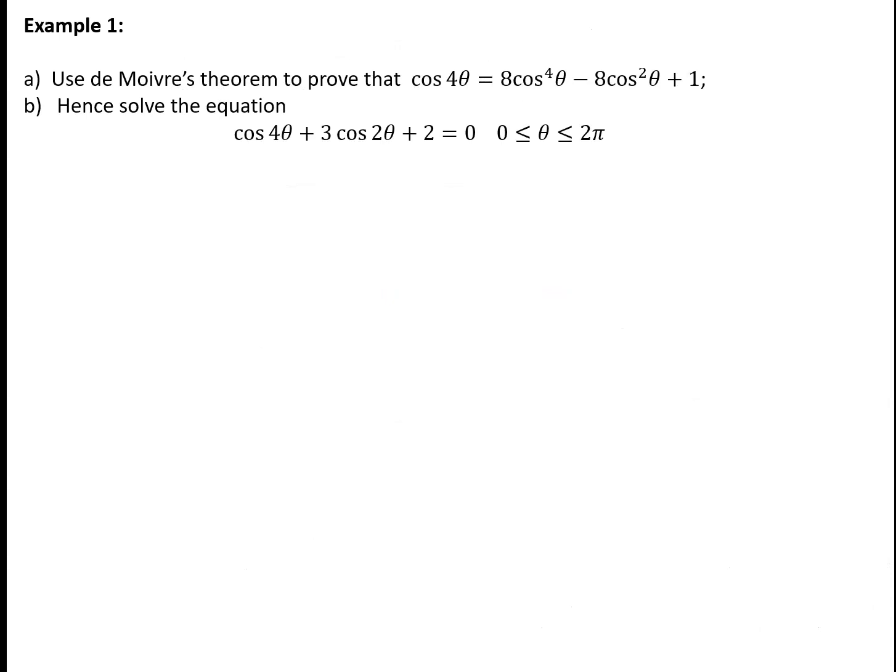Okay, so our first example then, which is going to follow very similar lines to what we've just been doing. Use De Moivre's theorem to prove that cos 4 theta is equal to 8 cos to the 4 theta minus 8 cos squared theta plus 1, and hence solve the equation cos 4 theta plus 3 cos 2 theta plus 2 equals 0 for values of theta between 0 and 2 pi. Okay, well, De Moivre's theorem tells me that cos 4 theta plus i sine 4 theta is equal to cos theta plus i sine theta to the power 4.